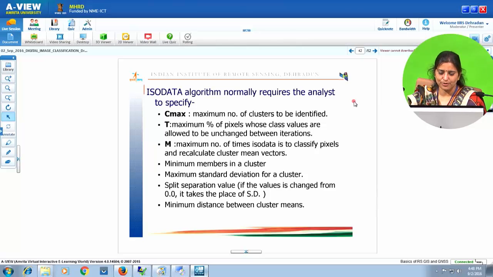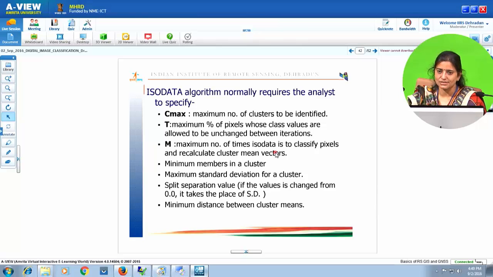If the split separation value is changed from 0.0, then it takes the place of the maximum standard deviation and would be used for splitting of the cluster. And also the minimum distance between cluster means. Capital M is the maximum number of times ISODATA is to classify the pixels, so these many times ISODATA would be carried out.